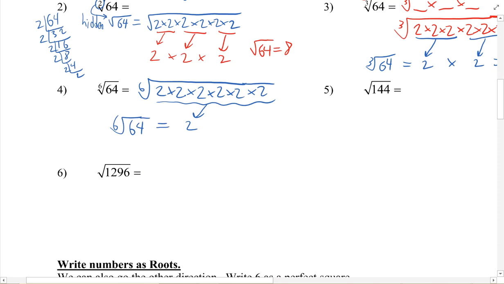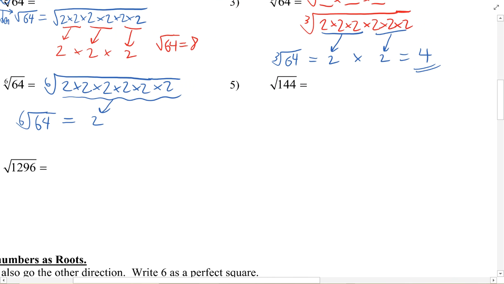Let's practice a couple more. Try 5, try 6. 5, we know what it is, but let's see if we can get that. So start by doing your factor ladder. Go. Do your factor ladder. Come on, let's go. Quit staring. Math's not a spectator sport. Do the question.